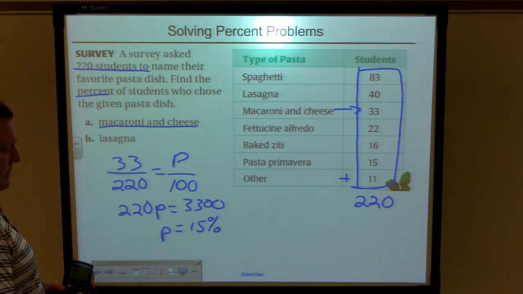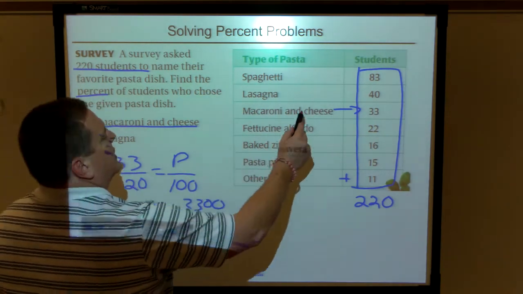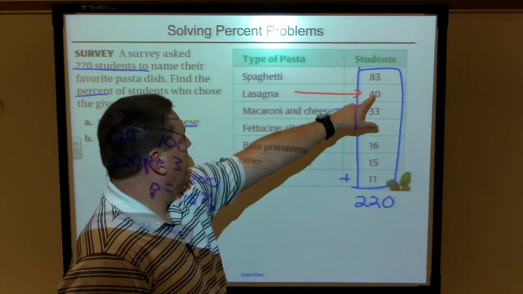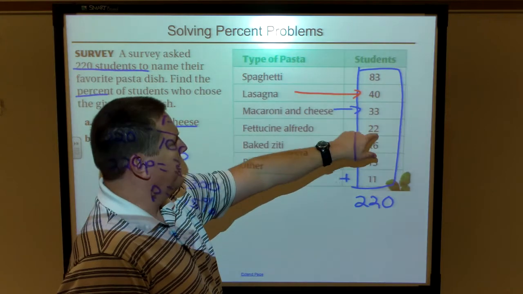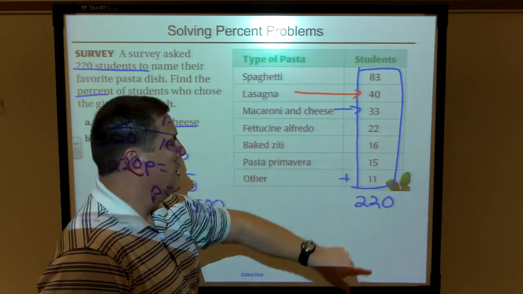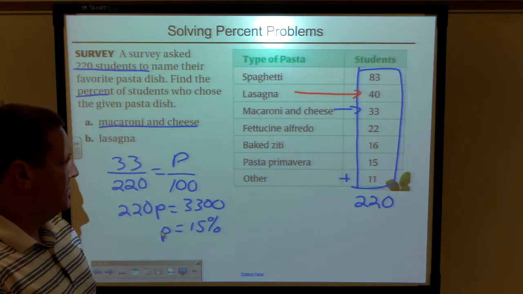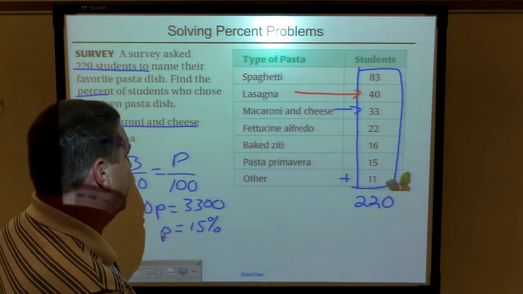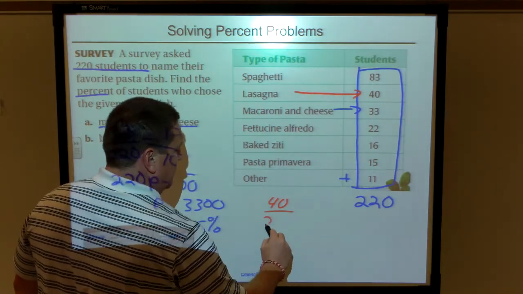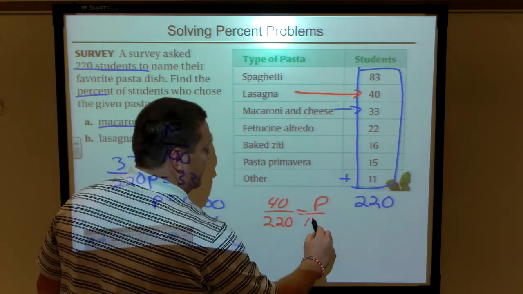Okay, I'm gonna do the lasagna now, do that in a different color. Lasagna was here. Now, before we even do this, we can see that there are 40 people who chose lasagna as their favorite dish, but only 33 who chose macaroni and cheese. Now, since 40 is greater than 33, we can expect the percentage for lasagna to be bigger than 15%. So that's a reasonableness check before you actually get started. So we still have a part of 40 out of a total of 220 people still. The same total we had here. Now we just got to calculate that as a percentage.